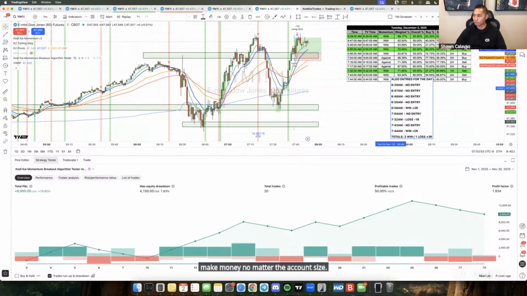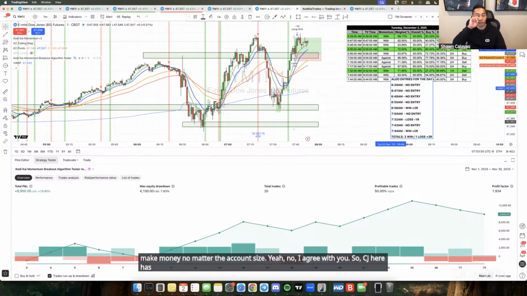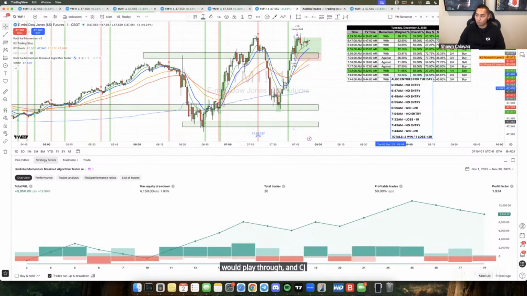Yeah, no, I agree with you. So CJ here has actually been taking every single trade that comes up with one contract size just to see if the trades would play through. And CJ got a payout of 4,800 just from taking every single trade.